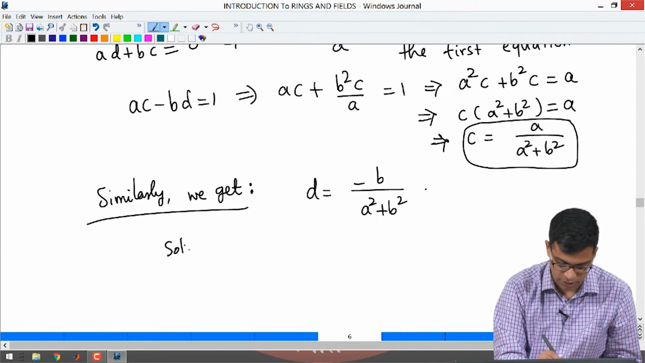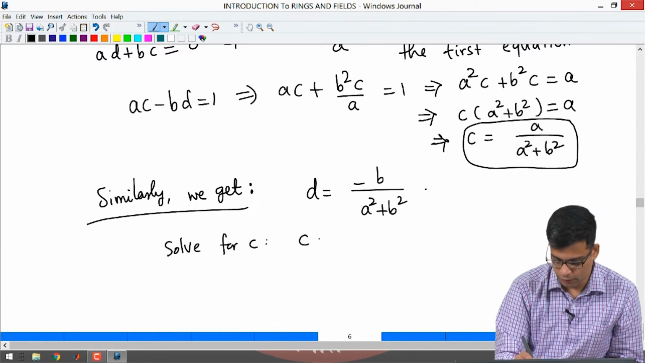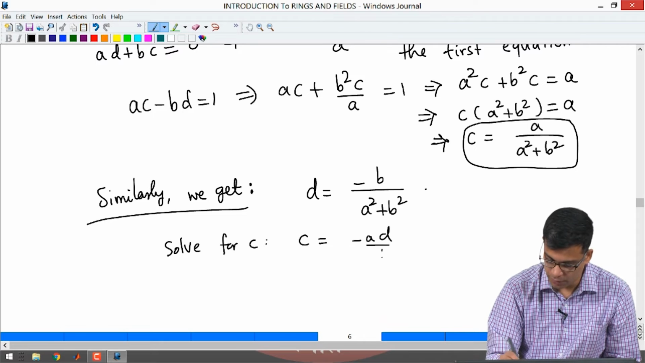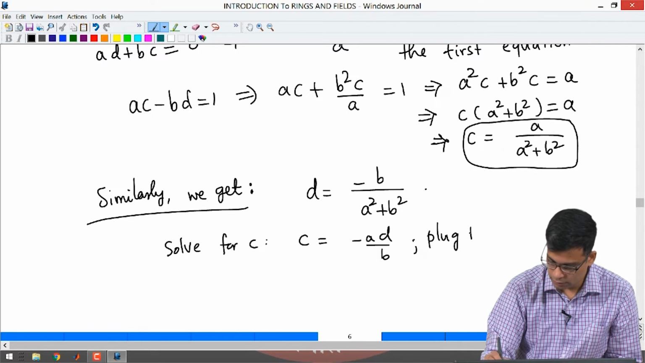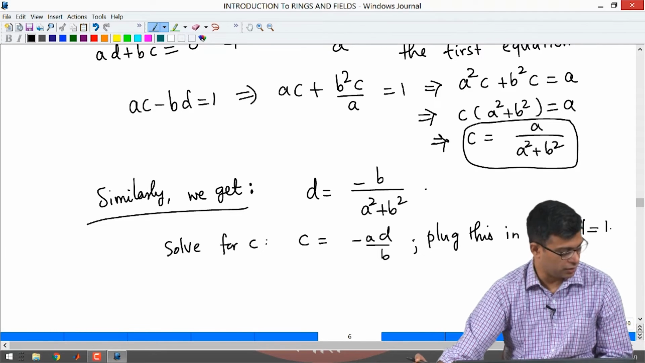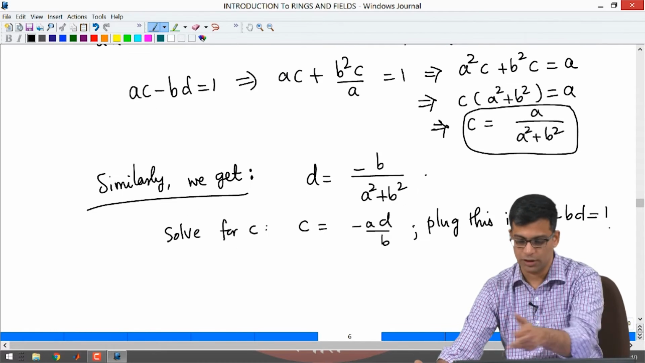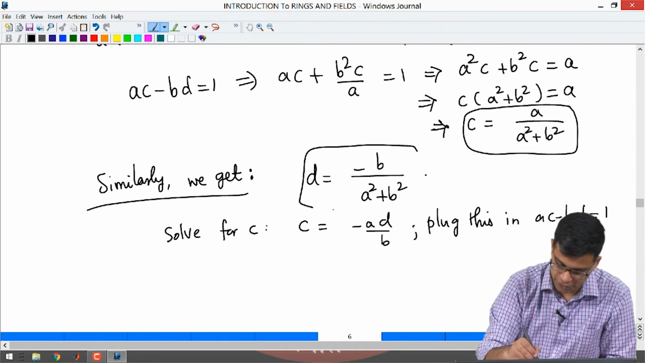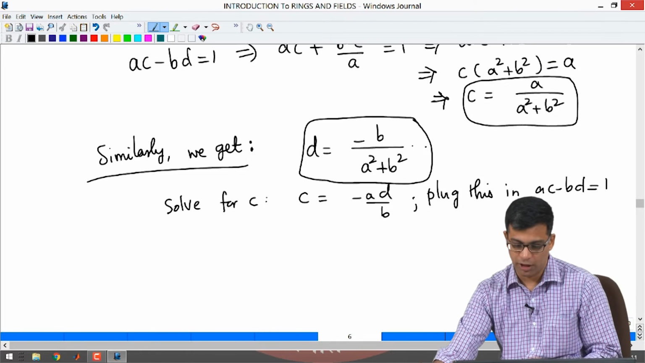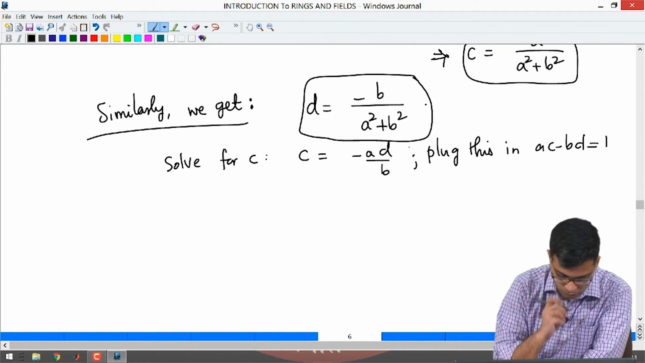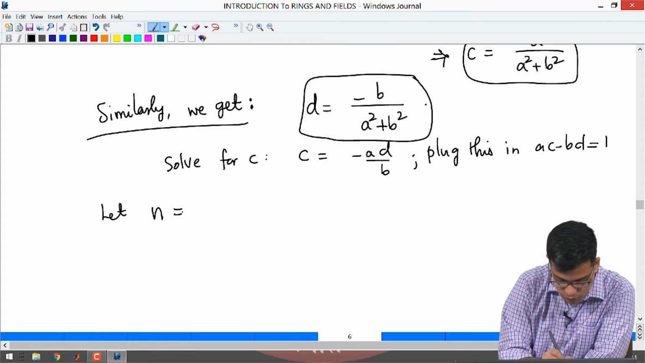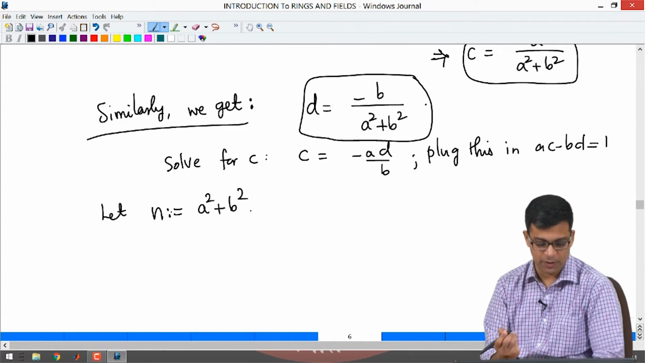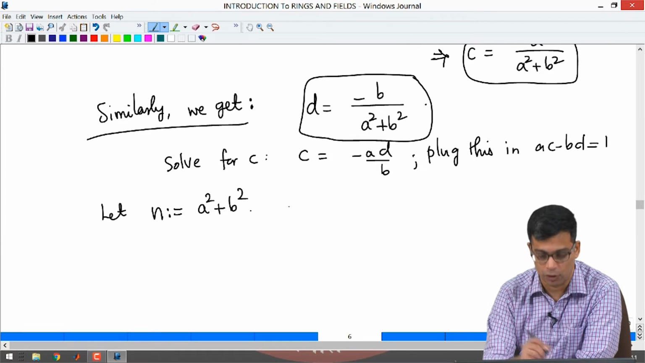So I will just start the process and you will finish it. So, C equals minus AD by B, plug this in AC minus BD equal to 1 and do a similar calculation that I have done here to get this equation, D equals minus B by A squared plus B squared. So, now I am going to simplify, instead of writing A squared plus B squared, I will call it N. So, let us define N to be A squared plus B squared, because remember A and B are non-zero numbers.